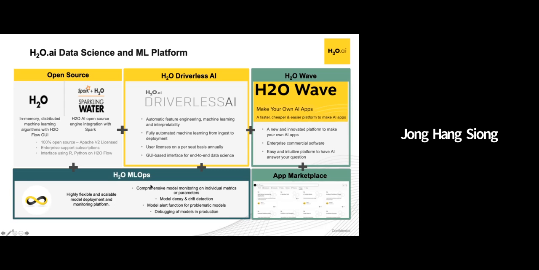We also have a supporting product, for example MLOps. MLOps is a platform where you manage the machine learning models that have been built. When you have built a machine learning model, you deploy it to a server or to a cloud, and over time the model might degrade. You need a platform to detect that and, if necessary, retrain the model.